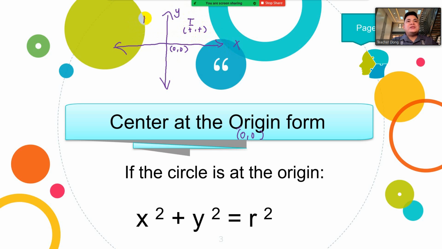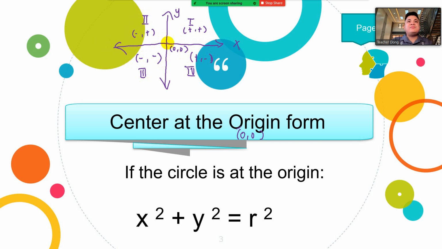For quadrant 2, the signs are negative and positive. We have negative for the x-coordinate, and the y-coordinate is positive. For the third quadrant, the signs are both negative. And for the fourth quadrant, the signs are positive and negative.